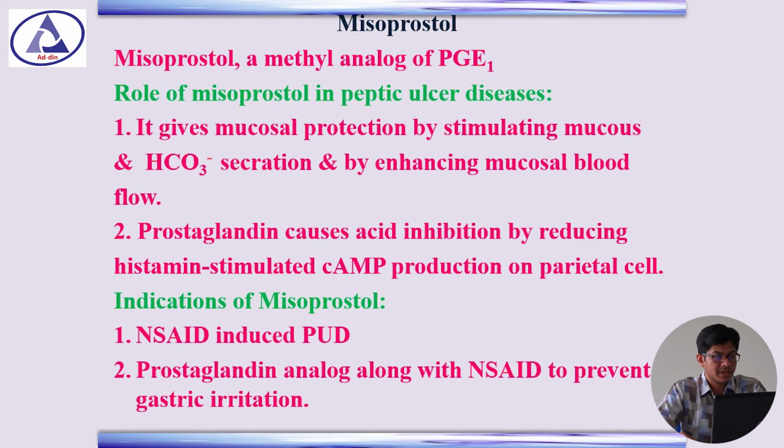Misoprostol: misoprostol is a methyl analog of prostaglandin E1. Role of misoprostol in peptic ulcer disease: it gives mucosal protection by stimulating mucus and bicarbonate ion secretion and by enhancing mucosal blood flow. Prostaglandin causes acid inhibition by reducing histamine stimulated cyclic adenosine monophosphate production on the parietal cell. Indication of misoprostol: NSAID induced peptic ulcer disease, and as a prostaglandin analog along with NSAIDs to prevent gastric irritation.